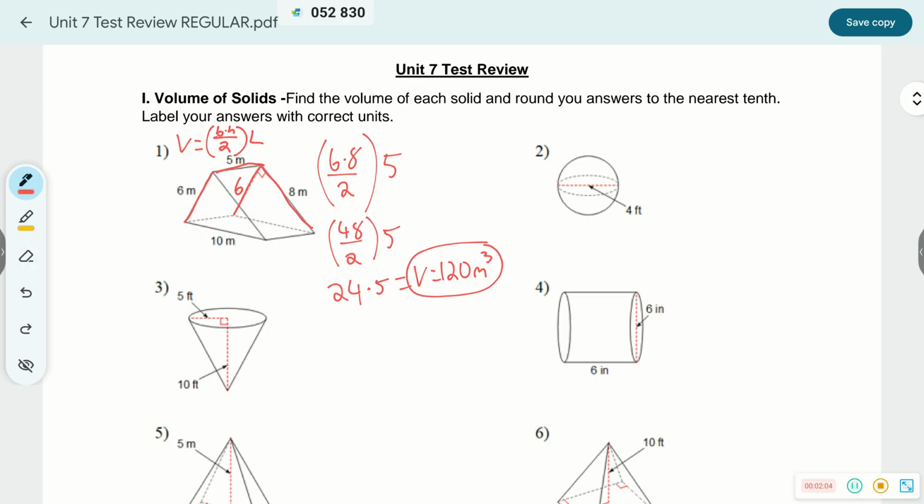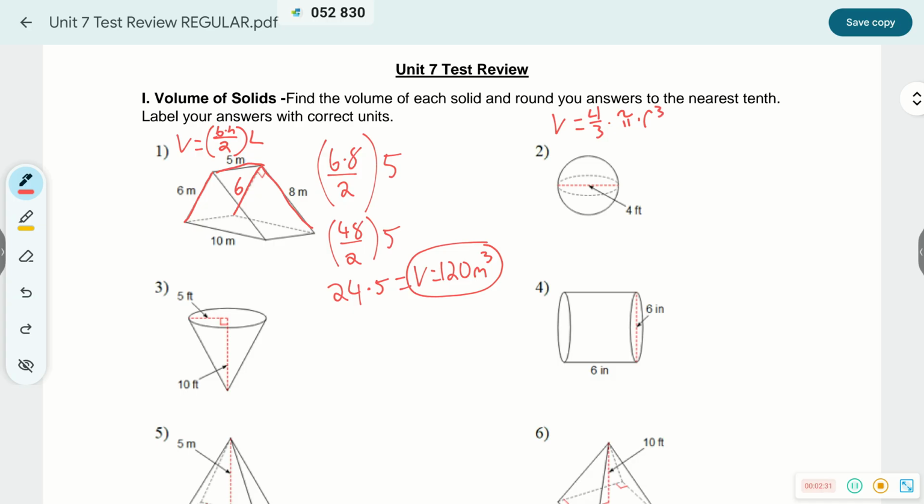All right, now we have number 2. This sphere. What is the formula for a sphere? Volume equals 4/3 times pi times r cubed, which is the radius.